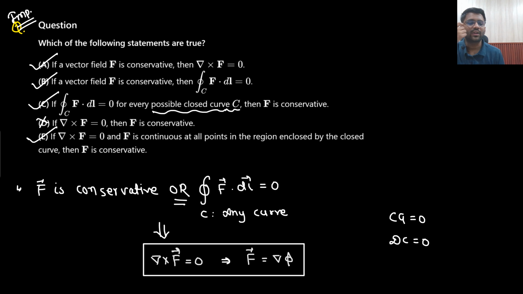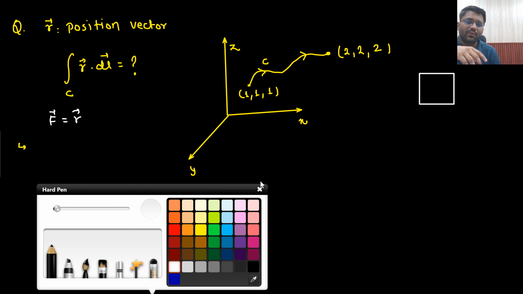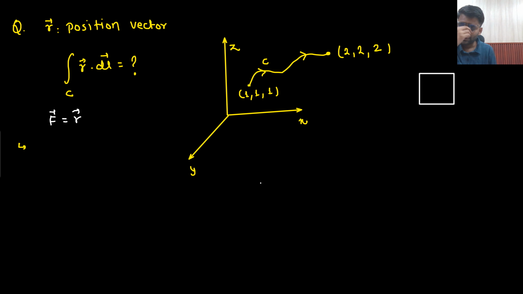Let's see some question, what kind of question could be asked. The position vector r is mentioned, like this is your vector field f. Your vector field f is nothing but the r vector. You are supposed to calculate r dot dl over this curve C, the curve that has been mentioned. You need to move on this curve C. Is it an open line integral? Yes sir, it is an open line integral. I am supposed to calculate the open line integral of r dot dl over the curve C.